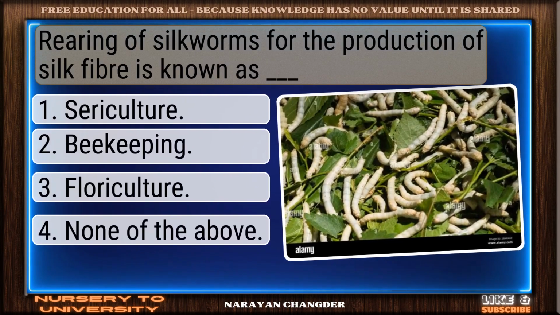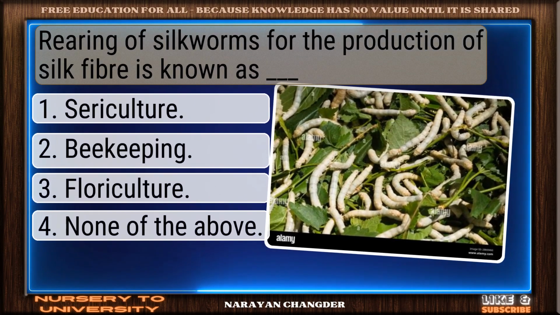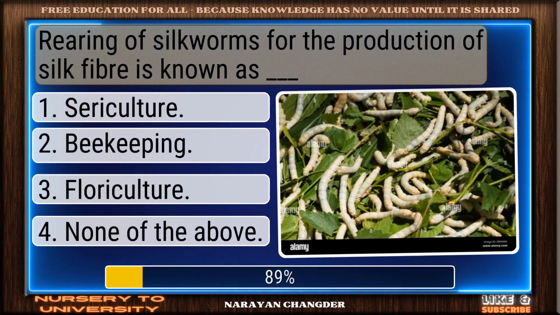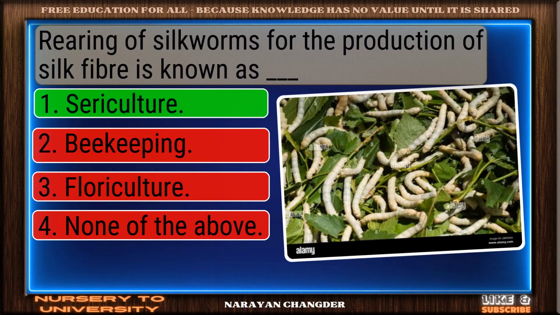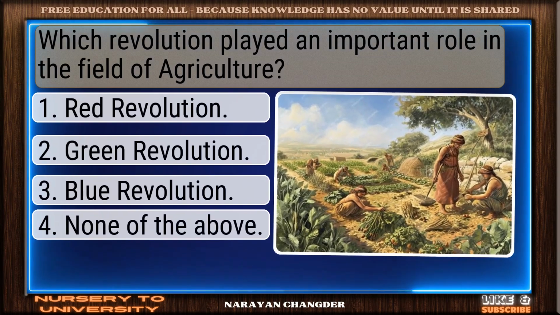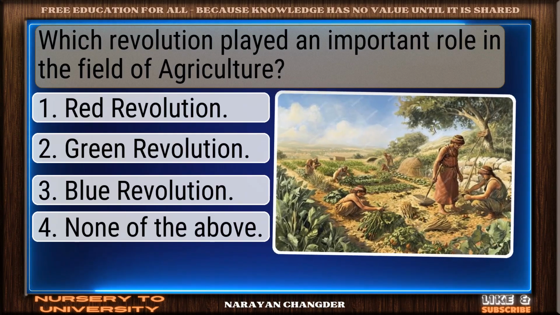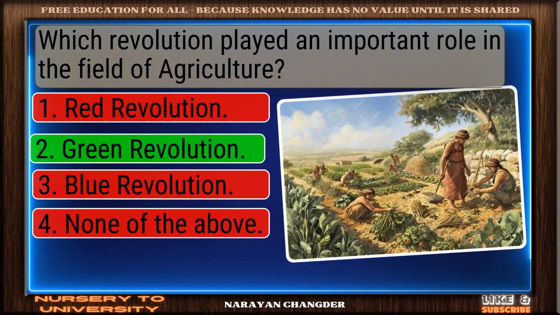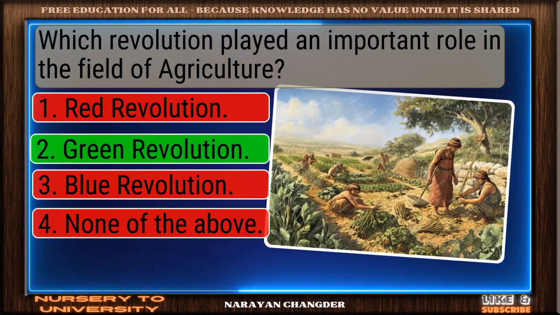Rearing of silkworms for the production of silk fiber is known as dash. Great thinking. Sericulture is right. Which revolution played an important role in the field of agriculture? Perfect. Green Revolution is the one.